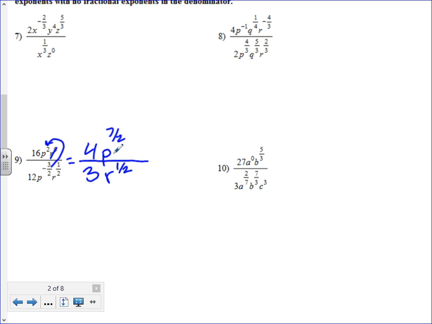Anything else I can reduce here? I can't do 7/2 minus 1/2? They have to have the same variable. Of course. Okay.